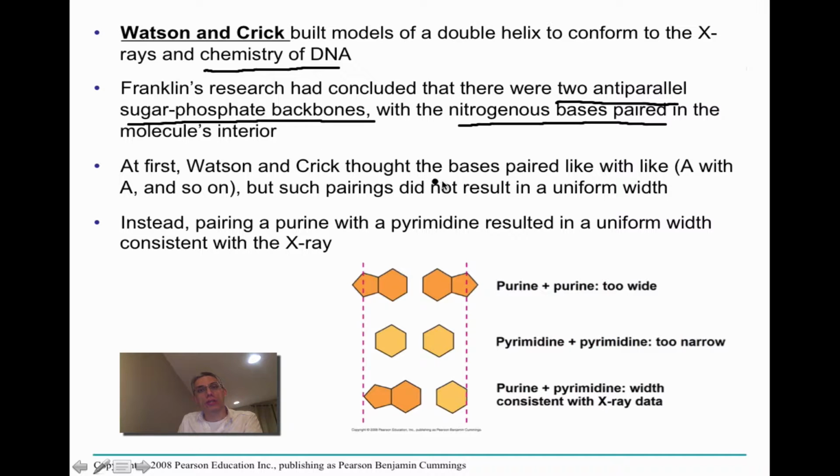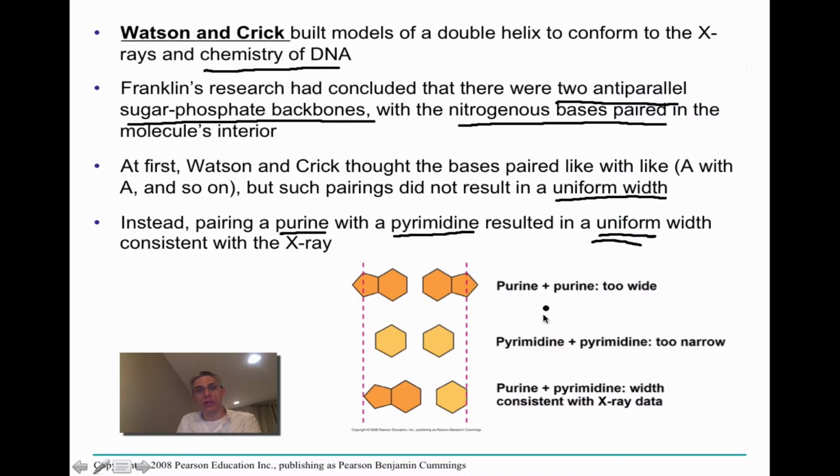At first, Watson and Crick thought the bases paired like with like. In other words, A would pair with A, and of course G would pair with G, C with C. But they determined that such pairings would not result in a uniform width between the two strands because of the difference in the structure of those different nitrogen bases. So instead, what they found was a pairing between a purine with a pyrimidine. Now, when they paired a purine with a pyrimidine, that resulted in a very uniform width, consistent with the X-ray that Wilkins and Franklin had produced using their X-ray crystallography.